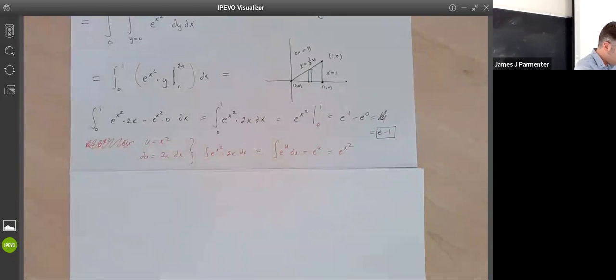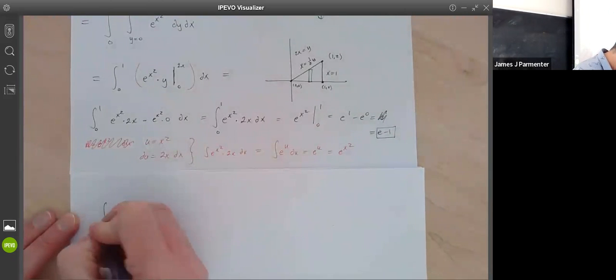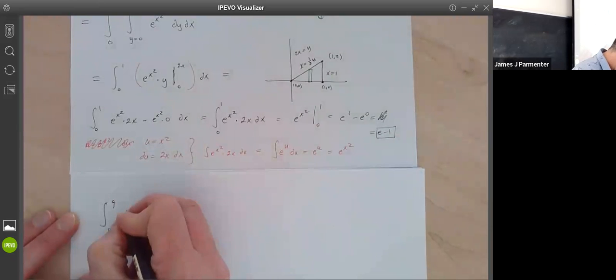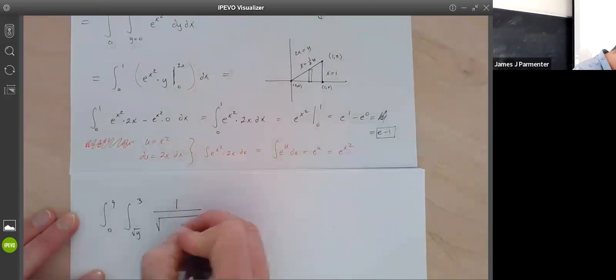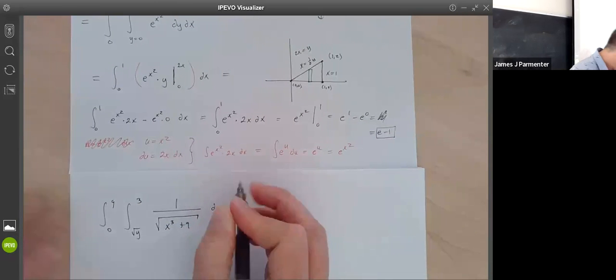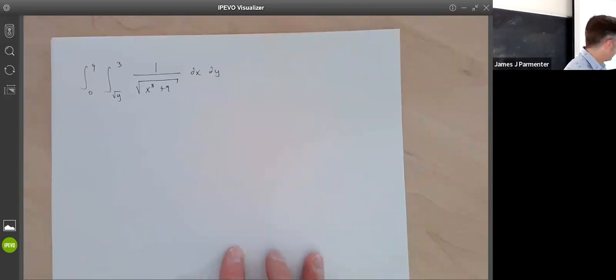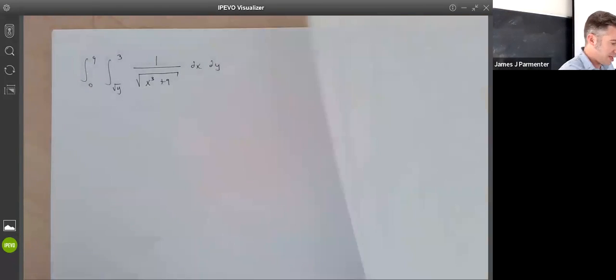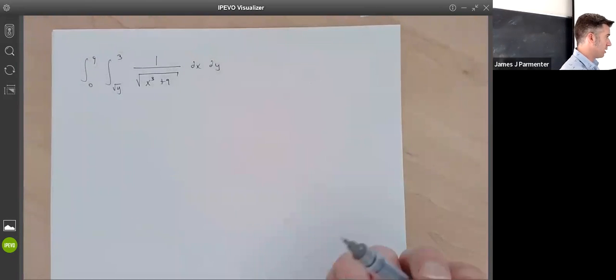Let's look at this one. Let's say we want to do the integral from 0 to 9, and then from root y to 3 of 1 over the square root of x cubed plus 9. And this one also can't be done as is. I don't know any function whose derivative is 1 over the square root of x cubed plus 9.